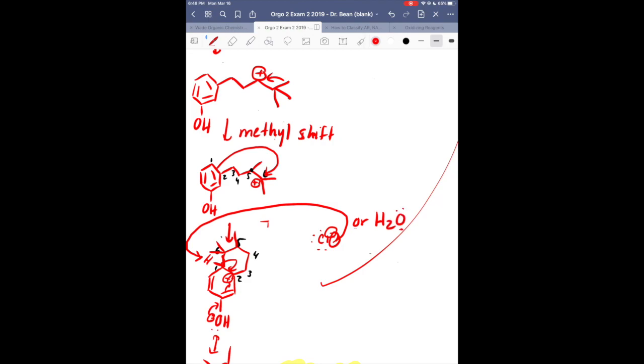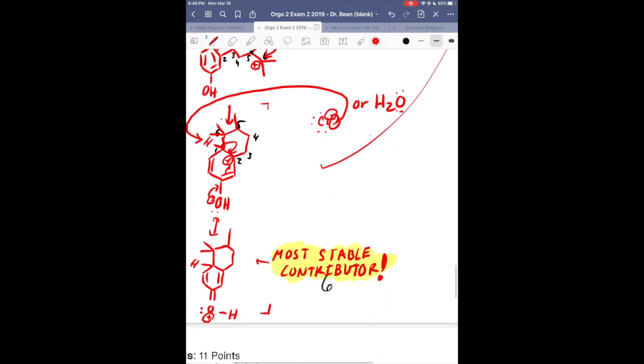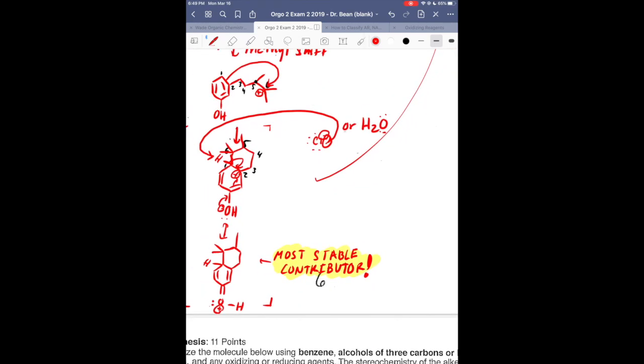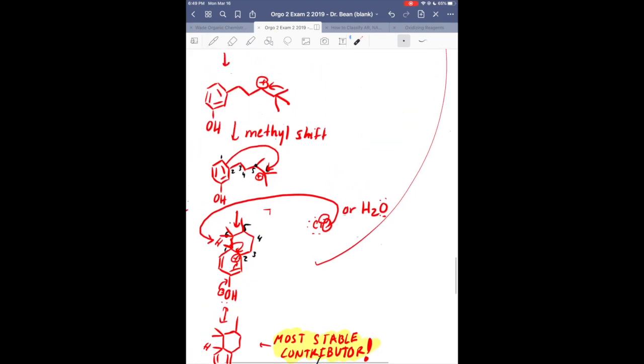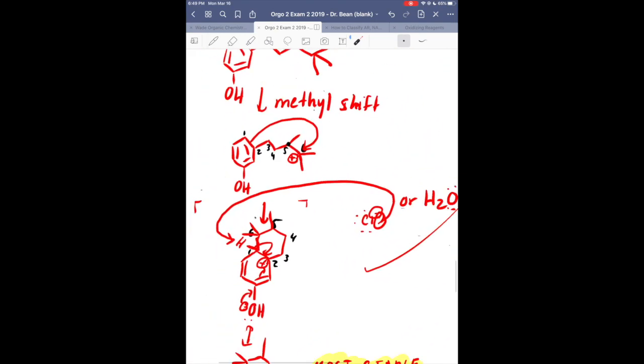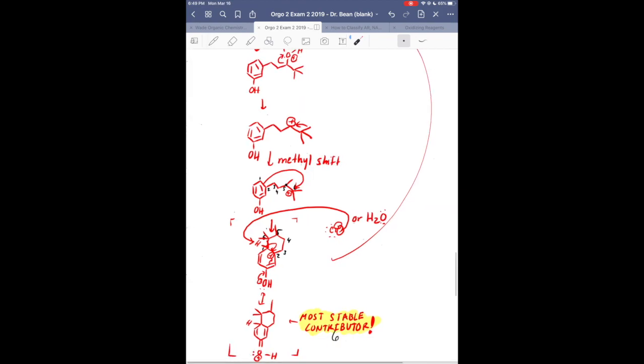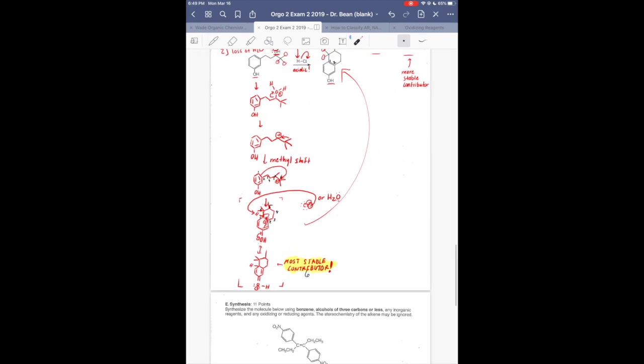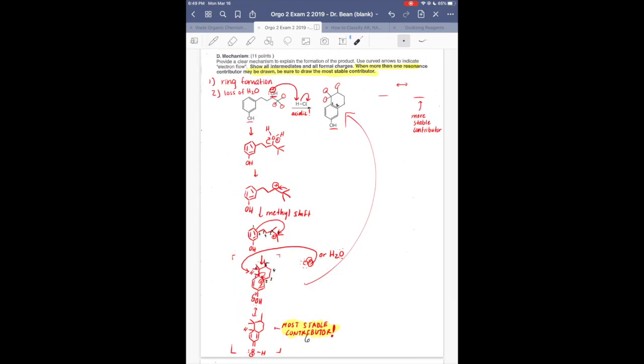So you could use Cl minus or H2O, just like that. If you were to have dealt with the other contributor, you would have to deprotonate this right here. This comes down, this comes here, and this goes onto the oxygen. I think it's best to work with this one here, okay? You will not get any points off for doing that. It's a lot easier to show as well.